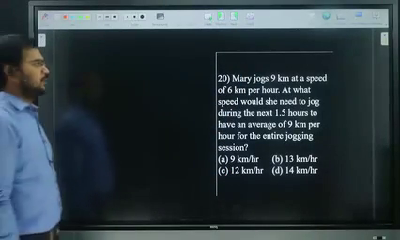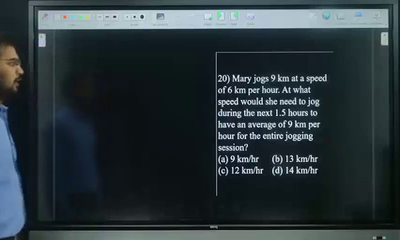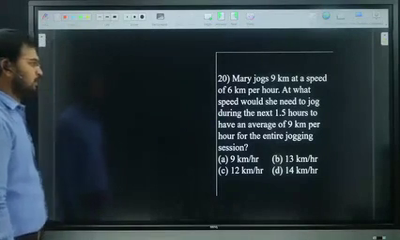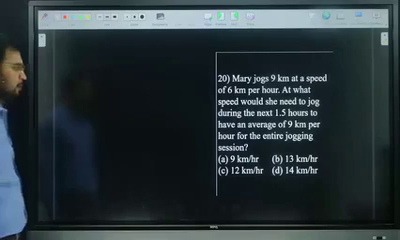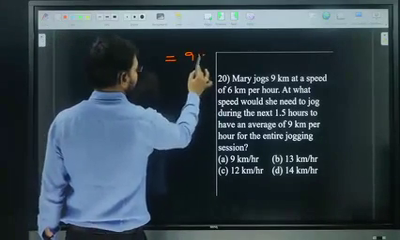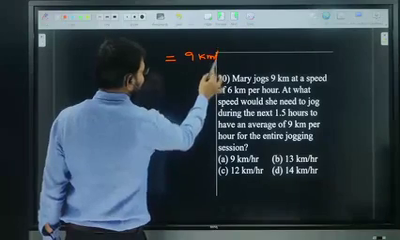So Mary jogs 9 kilometers at a speed of 6 km per hour. At what speed would she need to jog during the next 1.5 hours to have an average speed of 9 km per hour? So average speed is what? 9 km per hour, the average speed is given.